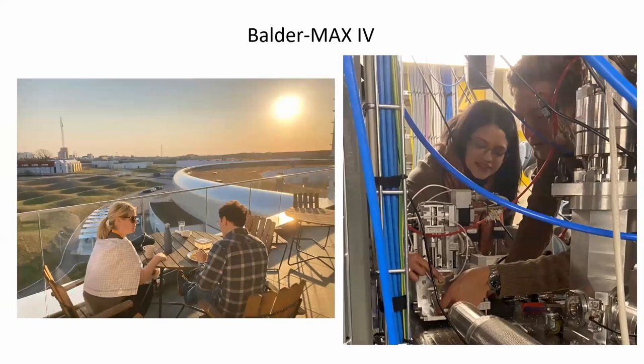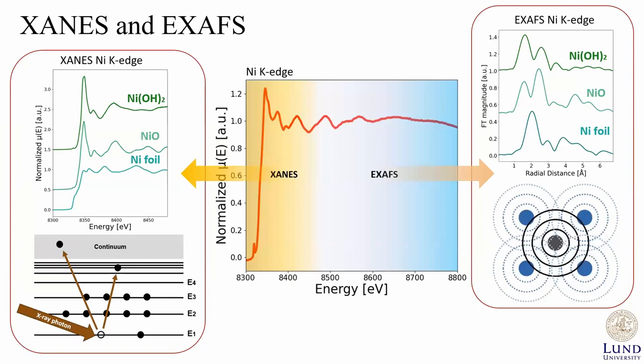But then at MAX IV, where the sun always shines, there's another beamline called Balder. And this is Estefania and Alfred. Alfred was the one working with the nickel alloys. They're mounting the electrochemical cell. And we do X-ray absorption spectroscopy, XANES and EXAFS. And this I showed before.